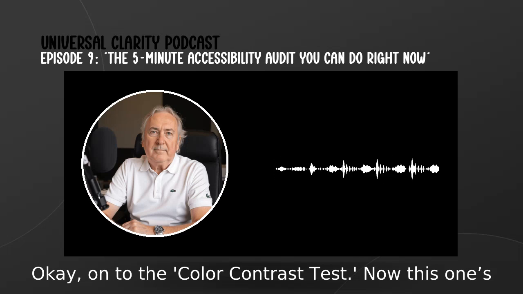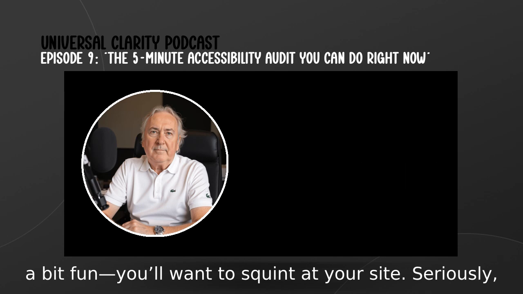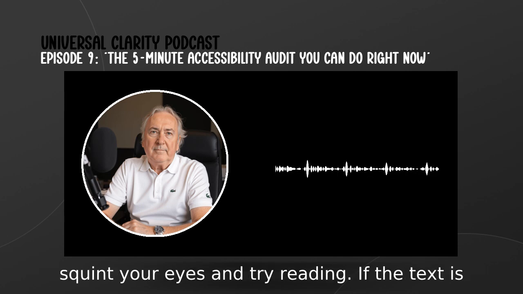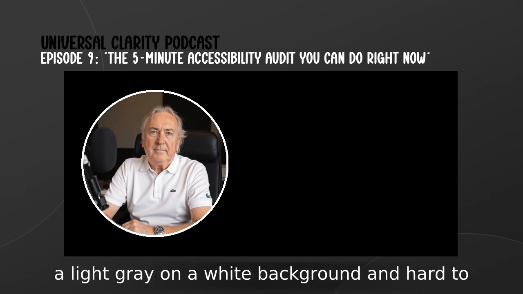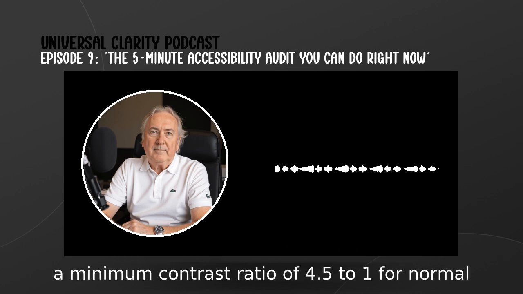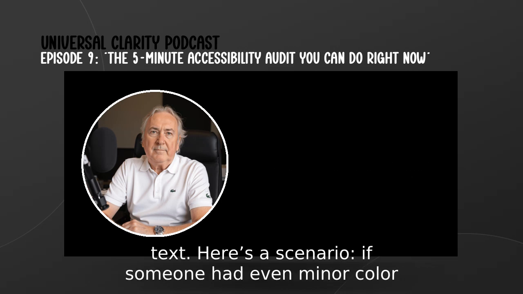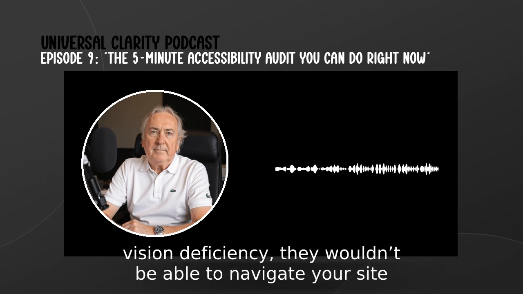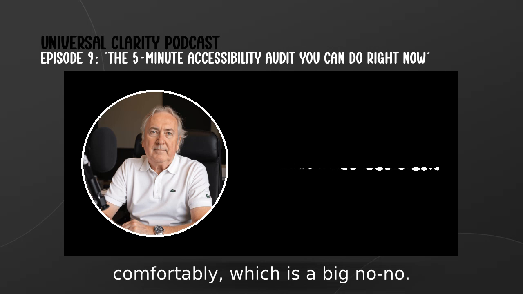Okay, on to the colour contrast test. Now this one's a bit fun. You'll want to squint at your site. Seriously, squint your eyes and try reading. If the text is a light grey on a white background and hard to see, you're dropping the ball on contrast requirements. WCAG requires a minimum contrast ratio of 4.5 to 1 for normal text. Here's a scenario. If someone had even minor colour vision deficiency, they wouldn't be able to navigate your site comfortably, which is a big no-no.